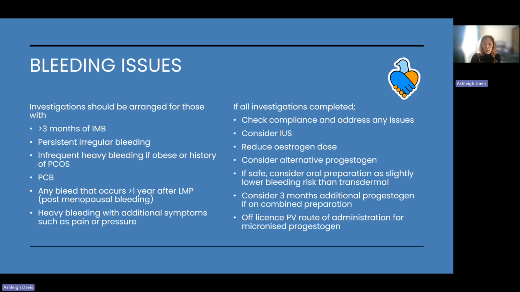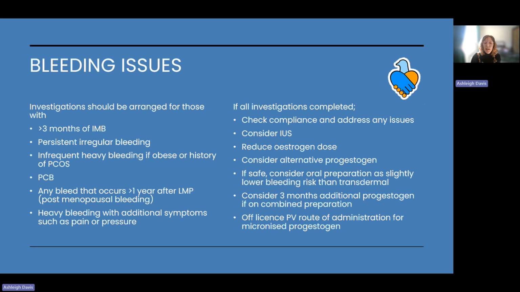When we have completed those investigations, then it's worth thinking about compliance and addressing any issues, potentially considering an IUS, so a coil, as we can see greater bleed control with that. Potentially reducing the estrogen dose, as if the estrogen dose is too high, then this can cause some bleeding issues. Thinking about, would an alternative progesterone be more tolerated and control the bleed better? Sometimes changing the type of progesterone will gain bleed control.